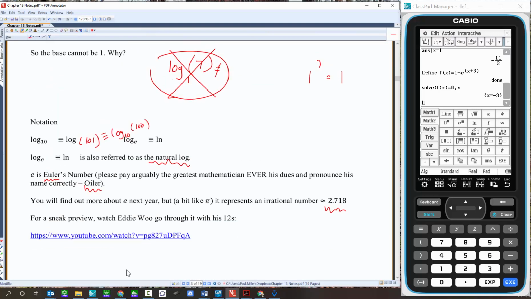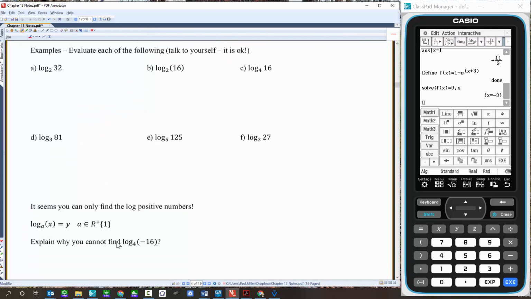And in his usual way, Eddie Wu goes through it with his 12s or 11s, I think it is, by discussing compound interest of all things. All right, so check that YouTube clip out if you want to hear more about it.